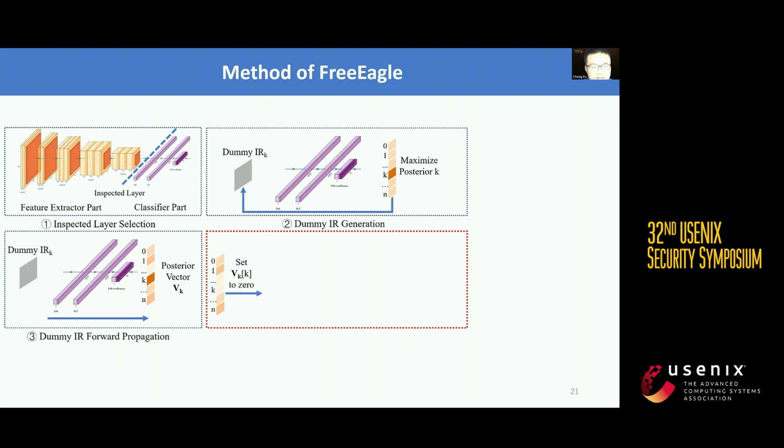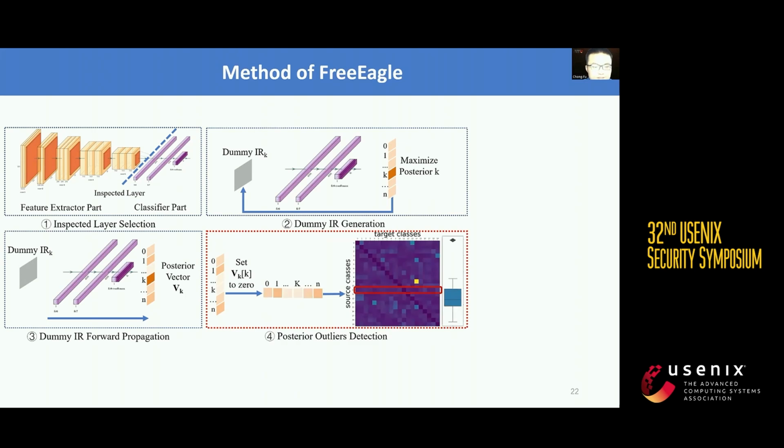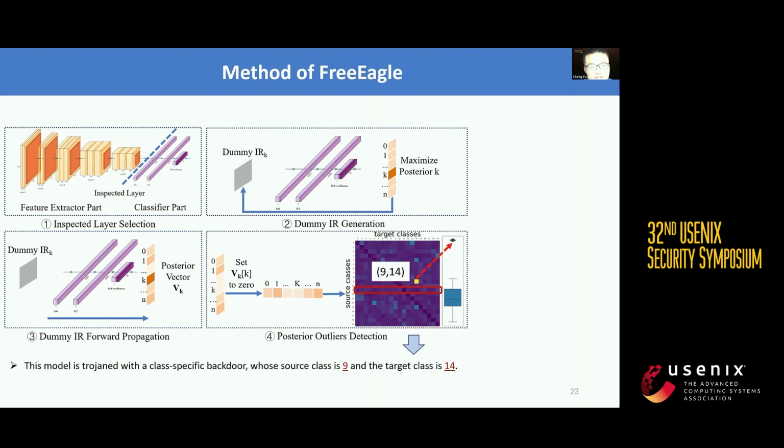In this posterior vector, we set the element of the corresponding class to 0. In the end, the posterior vectors of all classes are combined into one matrix. The outliers in this matrix indicate the source and target classes of the neural Trojan. For example, in this matrix, the outlier indicates that there is a class-specific backdoor inside the inspected model. The outlier's position is 9, 14, indicating that the source class of the backdoor is class 9 and the target class of the backdoor is class 14.